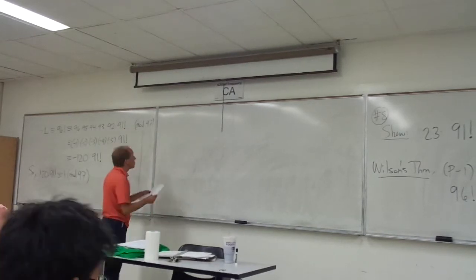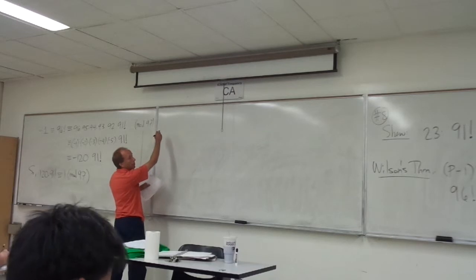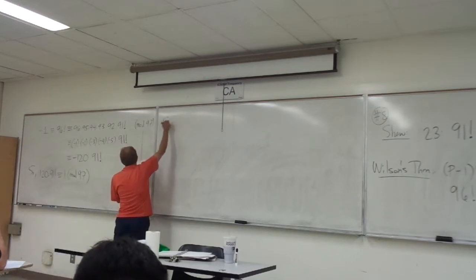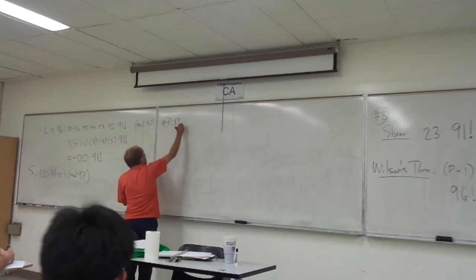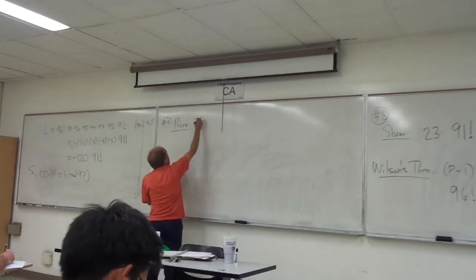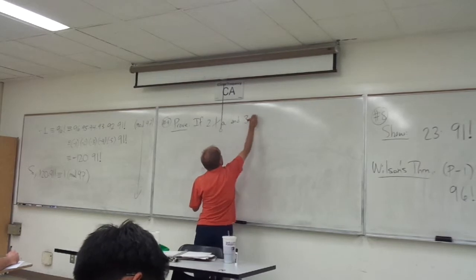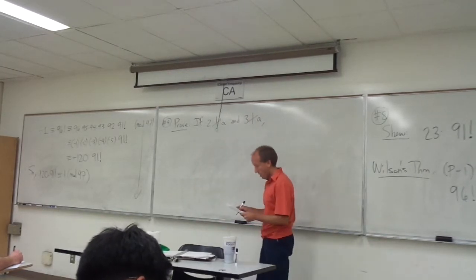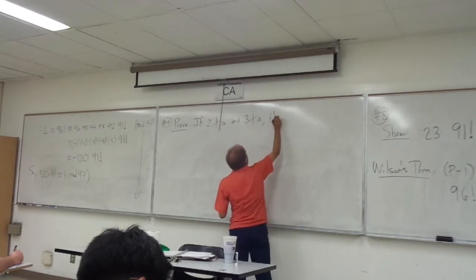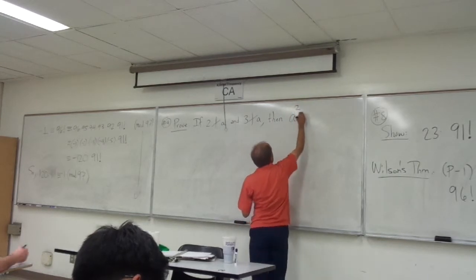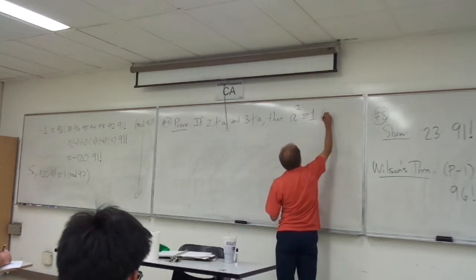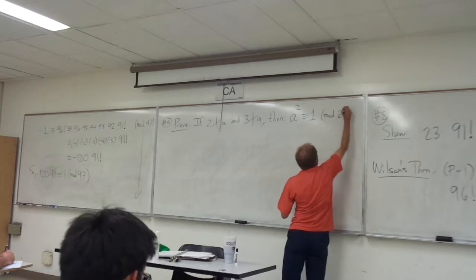So let's try this one. What number am I at? Number 9. Prove: if 2 does not divide A and 3 does not divide A, then A squared must be congruent to 1 mod 24.